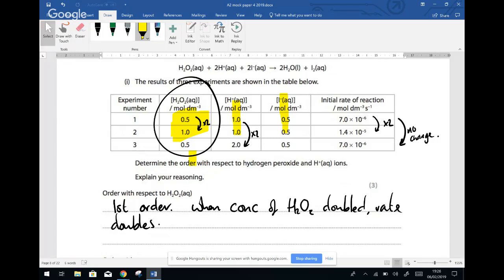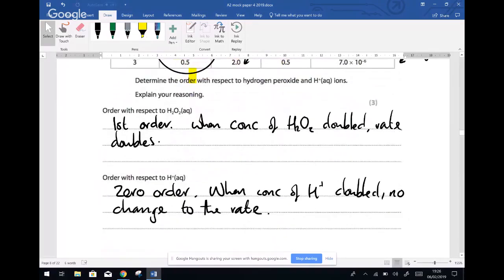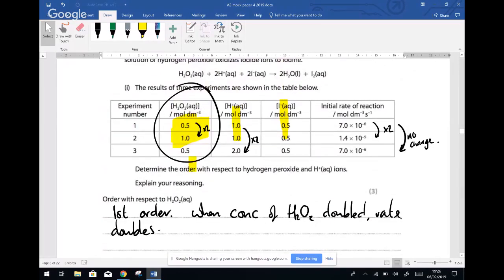Nice and easy. Next, what is the order with respect to H+? Right, once again, find your column. There's my column. Where's it changed? Well, I could do reactions 2 and 3, but I decided not to, because if I do 1 and 2, if I do these two numbers, these guys have stayed the same.